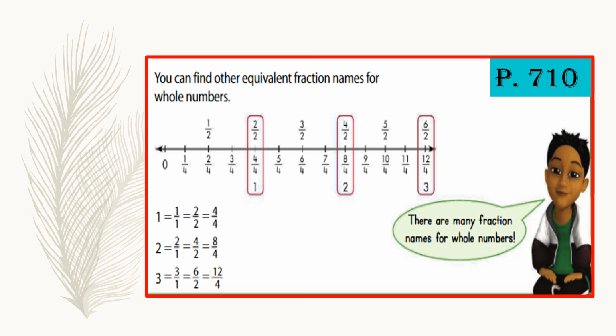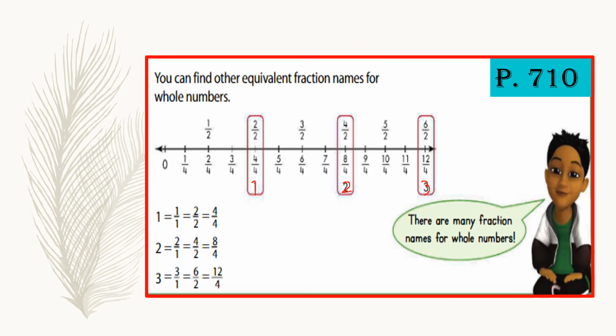As we can see here in the number line, we have the whole numbers 1, 2, and 3. And as you can see, the equivalent fractions of 1 are 2/2 and 4/4. Now, the equivalent fractions for 2 are 4/2 and 8/4. And the equivalent fractions for 3 are 6/2 and 12/4. It's very easy to see it in the number line.